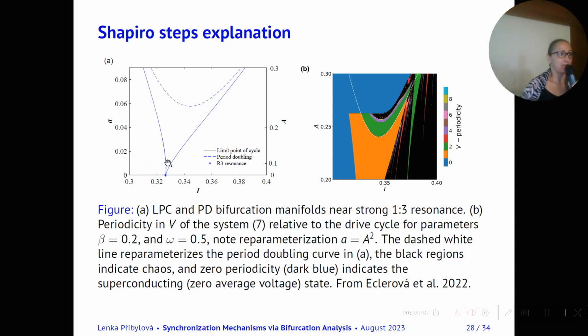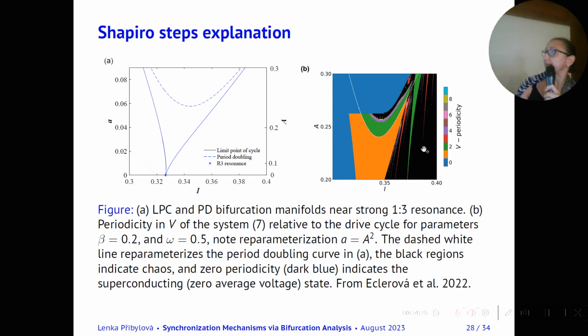We computed the same figure, also in a different scale, because big A squared is small a, doesn't matter, simply different scaling. And we found this by the limit point of cycle continuation. This is period doubling bifurcation, and these are exactly these doublings and quadrupling, 4 times higher frequencies.